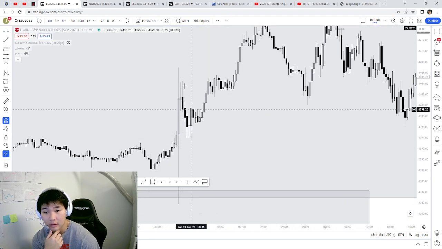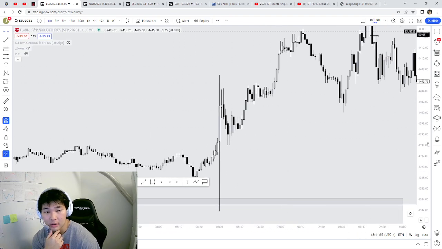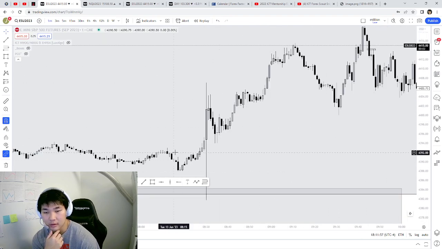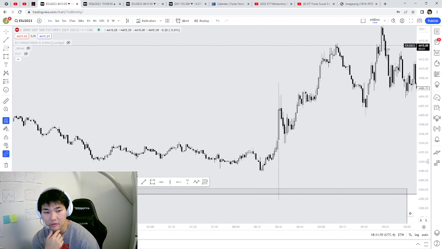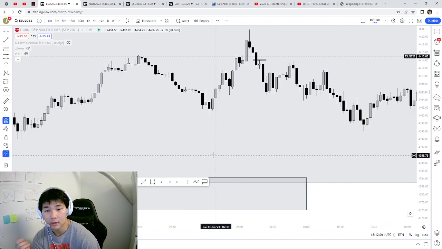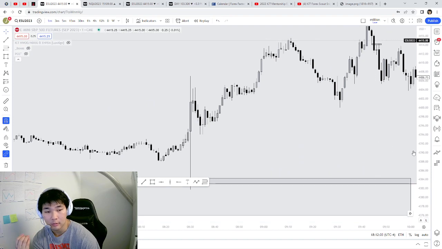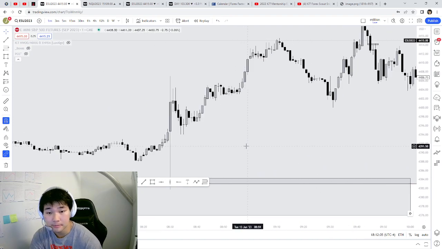So here's the 8:30 news lift, right? You take out sell side, take out buy side. My bias is bullish for the day because of the candle kind of displacing, but also with hindsight bias from yesterday and just what I have the week planned out to be.